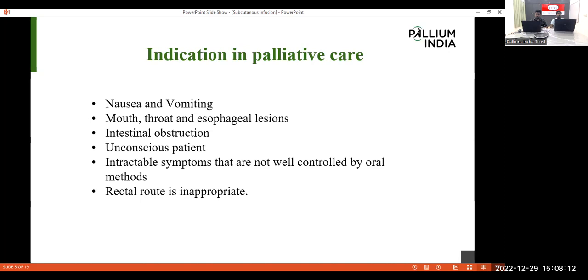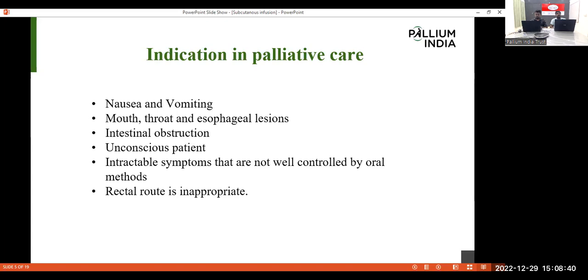Then intestinal obstruction. Already I told, in gastrointestinal system related cancer conditions, at any time we can expect intestinal obstruction. Due to the obstruction, if the patient takes any medication or food item, it will cause vomiting or it cannot fulfill the need for management of the symptom. So that situation also we can give the injection form subcutaneously.